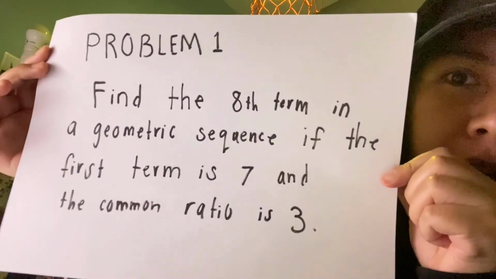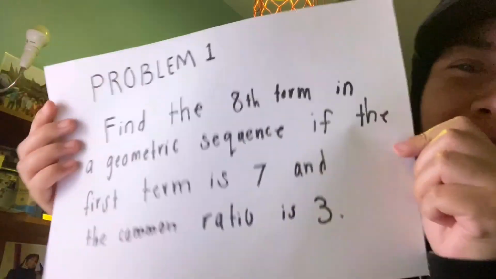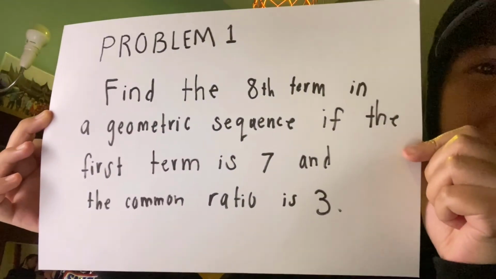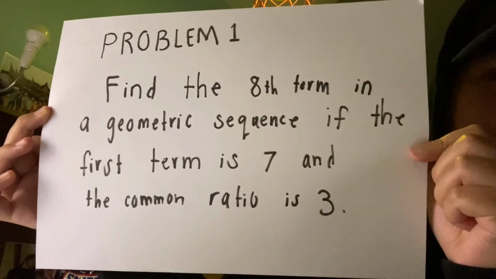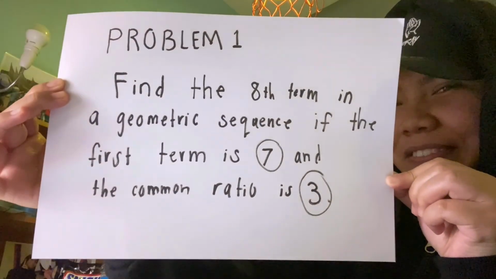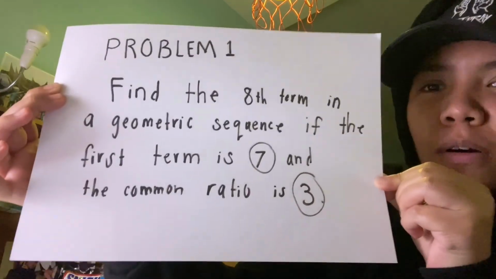Okay, done. So the thing that I wrote here is actually problem 1. Find the 80th term in a geometric sequence if the first term is 7 and the common ratio is 3. For this question, they have already given the first term, which is 7, and the common ratio is 3. This is very straightforward because they have provided everything. Might be easy. So let's look at the working.